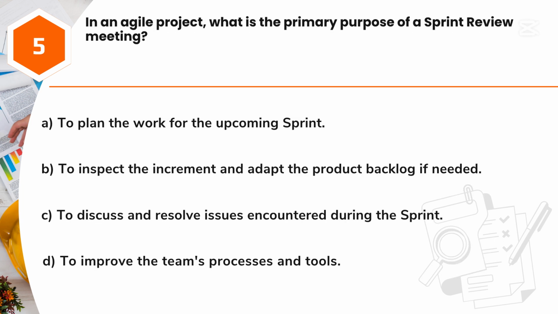Question 5. In an Agile project, what is the primary purpose of a sprint review meeting? A. To plan the work for the upcoming sprint. B. To inspect the increment and adapt the product backlog if needed. C. To discuss and resolve issues encountered during the sprint. D. To improve the team's processes and tools.